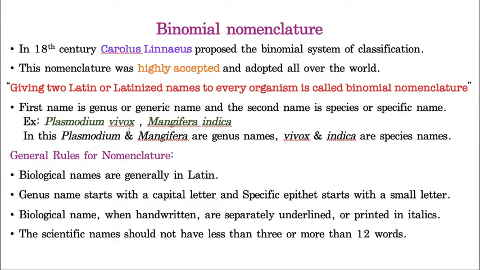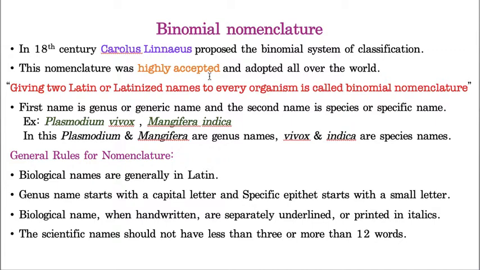Now try to observe this name clearly. Plasmodium is one name and vivax is another name. See, Plasmodium is the first name and vivax is the second name. Go to the definition: giving two Latin or Latinized names to every organism. Both are Latin words, and how many words are there? Two words. How many names are there? Two names. That means giving two Latin or Latinized names to every organism is what you call binomial nomenclature. Hope you understand more clearly now after seeing this example.